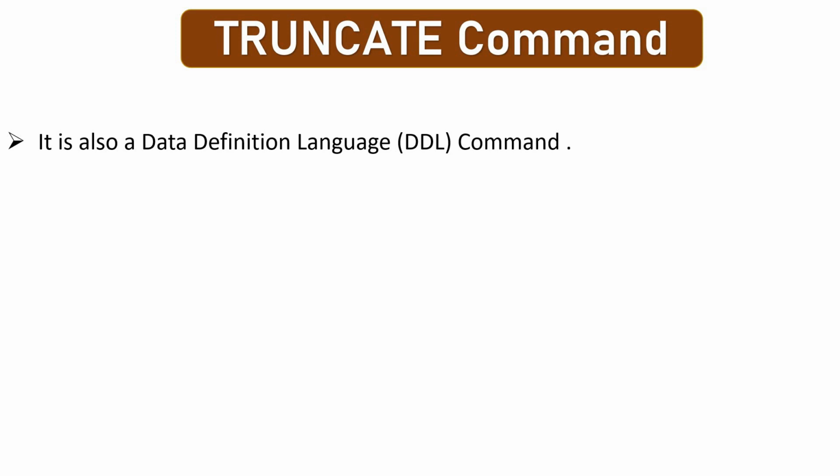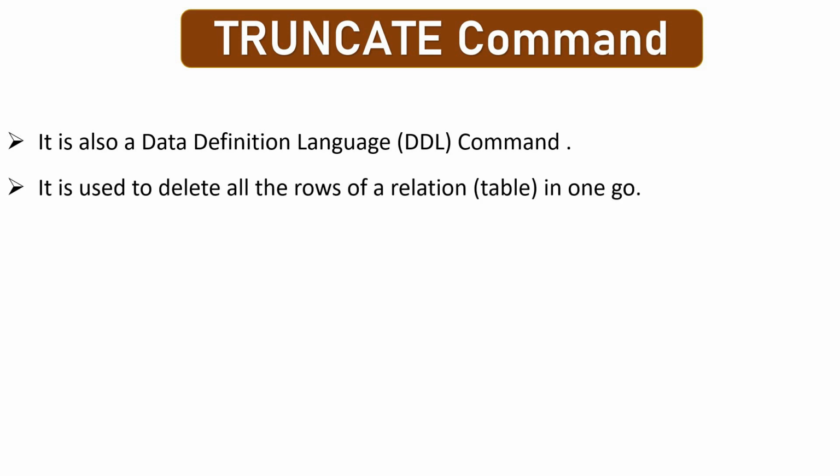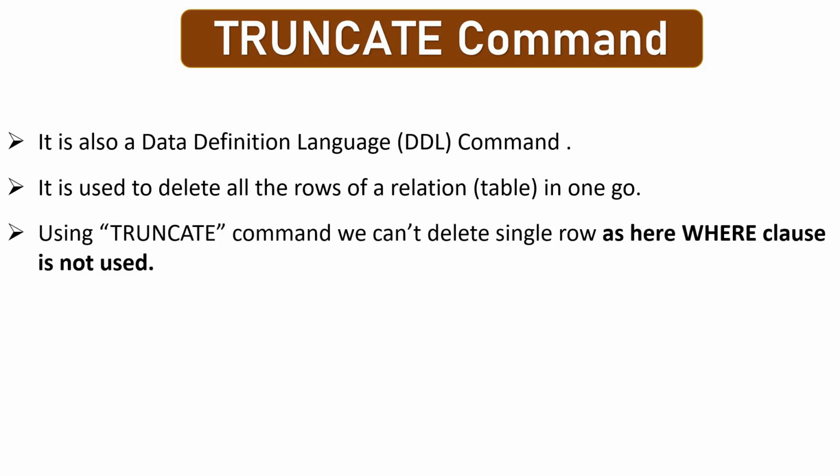So with the help of the truncate command, we can delete all the rows of a table in one go. But with the truncate command, we can't use a where clause. That means we can't delete any single row or multiple rows with specific conditions. When we use the truncate command, the existence of all the rows of that table is lost. And we can't undo the changes done by the truncate command, as it is not transaction safe.